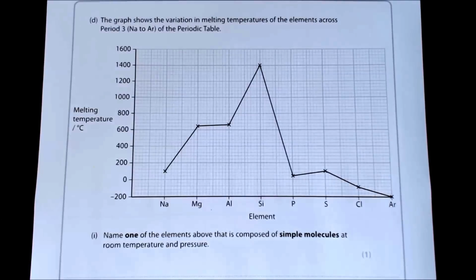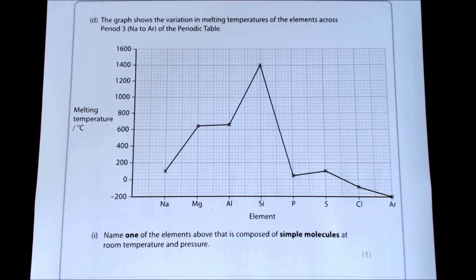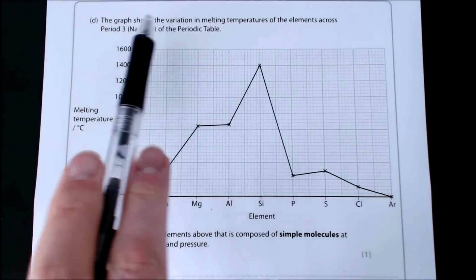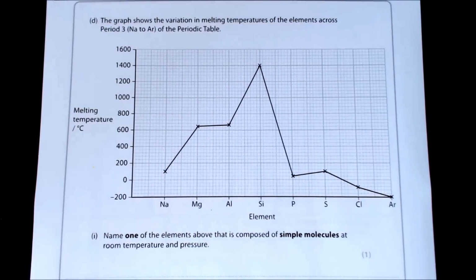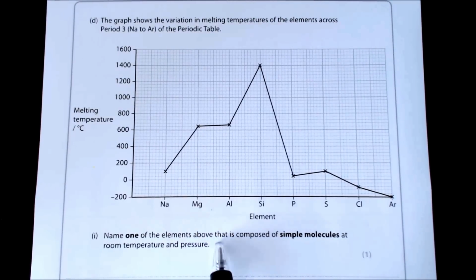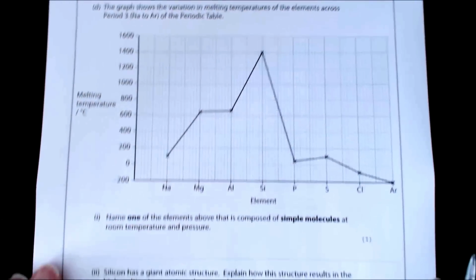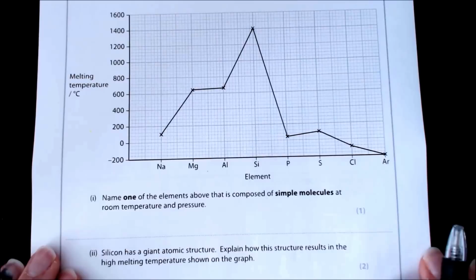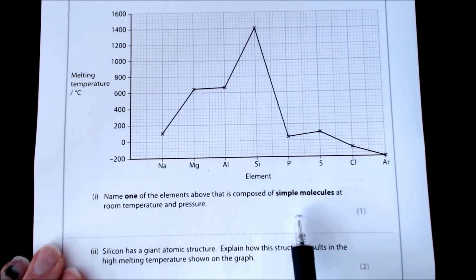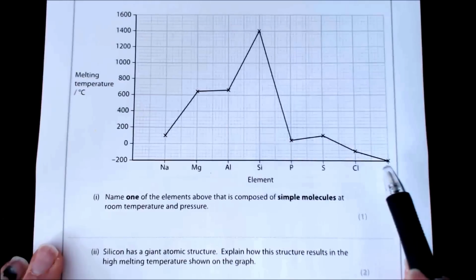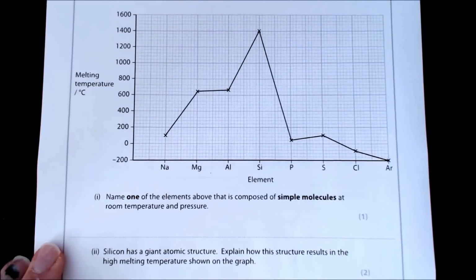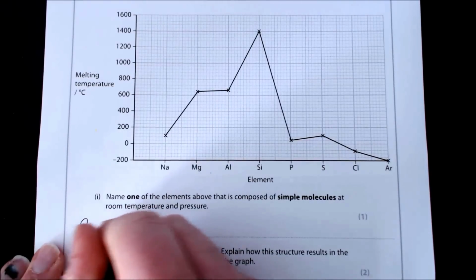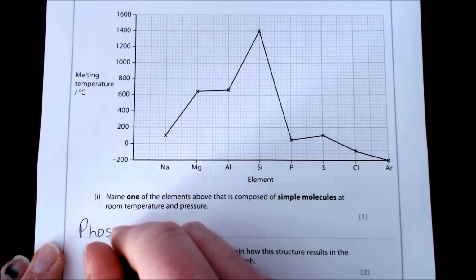So it says here, the graph shows the variation in melting temperatures of the elements across period 3, sodium to argon, of the periodic table. So we have melting temperature here, and we have the elements listed along the bottom there. It says, name one of the elements above that is composed of simple molecules at room temperature and pressure. All right, so let's just nudge that further up there. A simple molecule is one that is covalent and has a low melting point, and it must be a molecule as well. So the molecules here that we can include are anything like phosphorus.